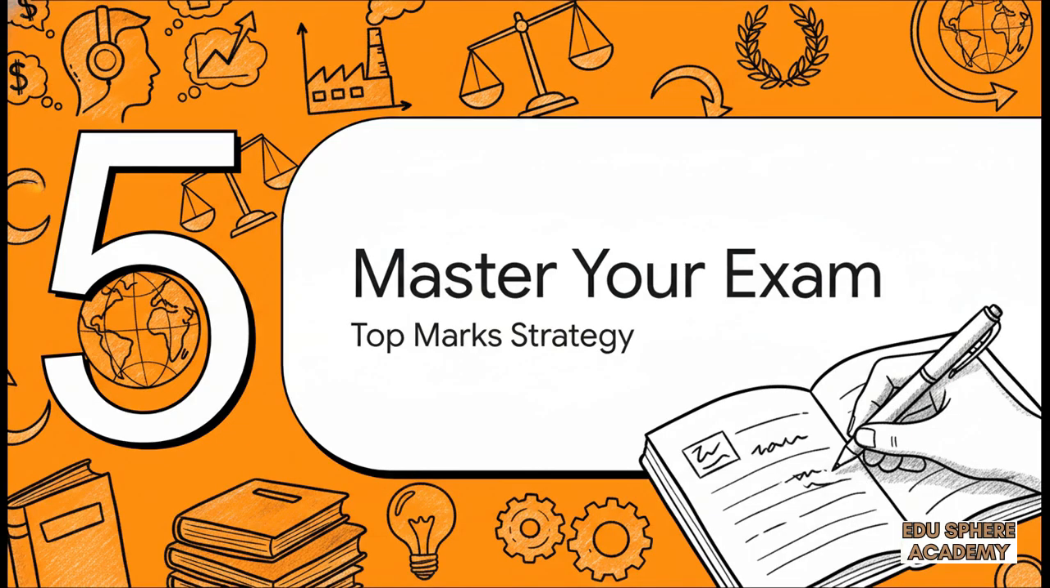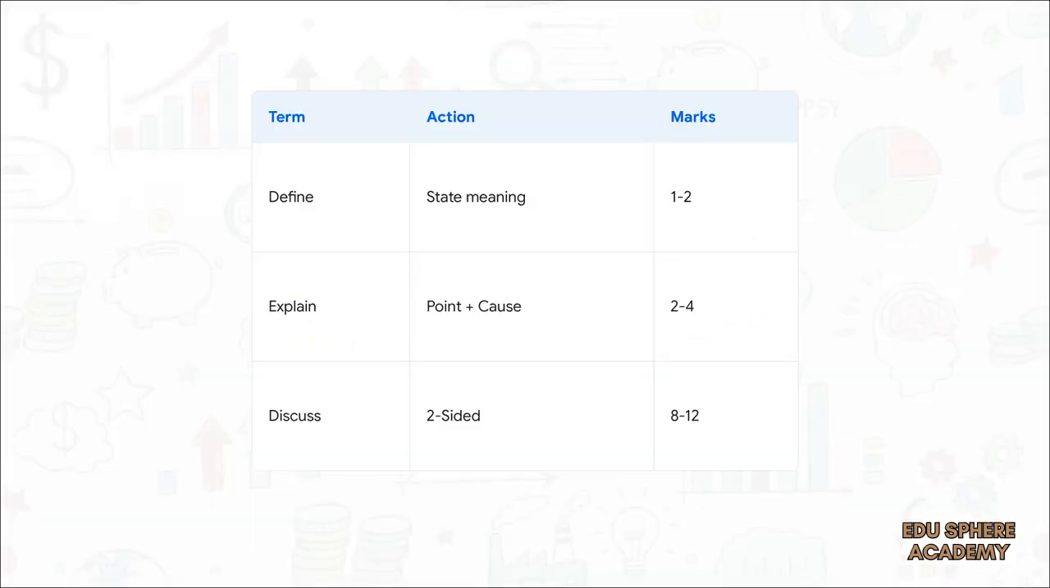All right, let's bring it all home. Section 5, Master Your Exam. This is where we take all these links, from opportunity costs to global tariffs, and turn them into actual points on your paper. To really conquer these concepts, you've got to speak the examiner's language, and that means decoding the command terms in your rubric.